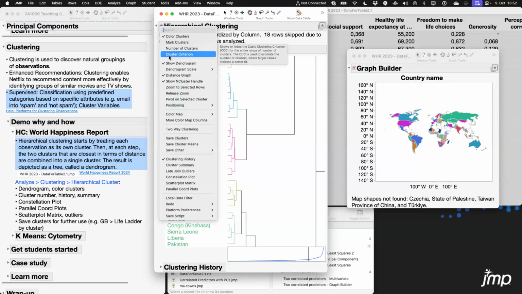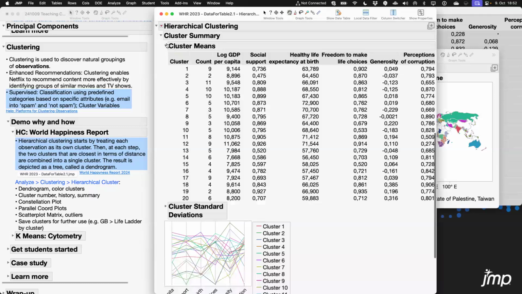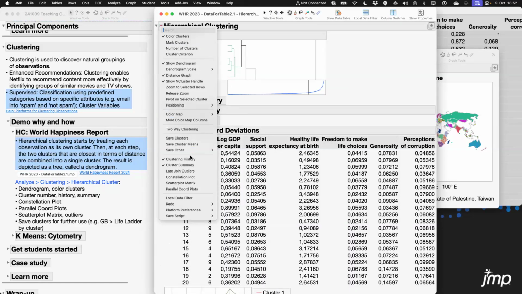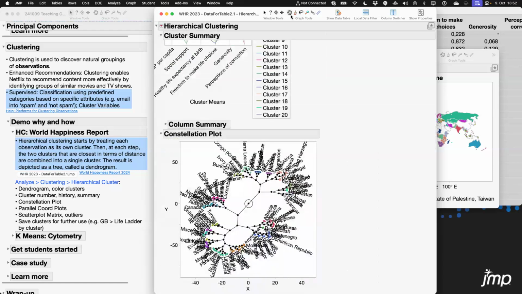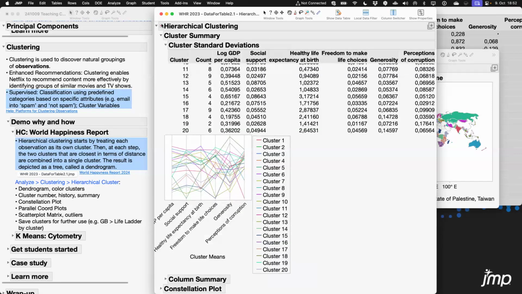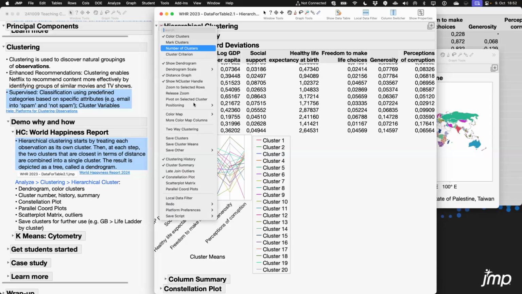We can also look at cluster summaries, to see the mean and the standard deviation per cluster. Maybe more interesting is a constellation plot. This is an alternative representation to the dendrogram. These are like little stars in the sky, and the distances are also shown by the lengths of these connectors. That's called a constellation plot. This is really helpful for exploratory data analysis and finding patterns in your data.